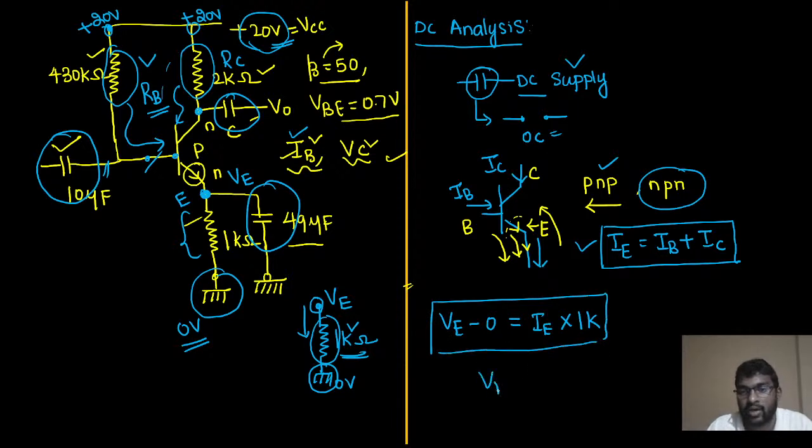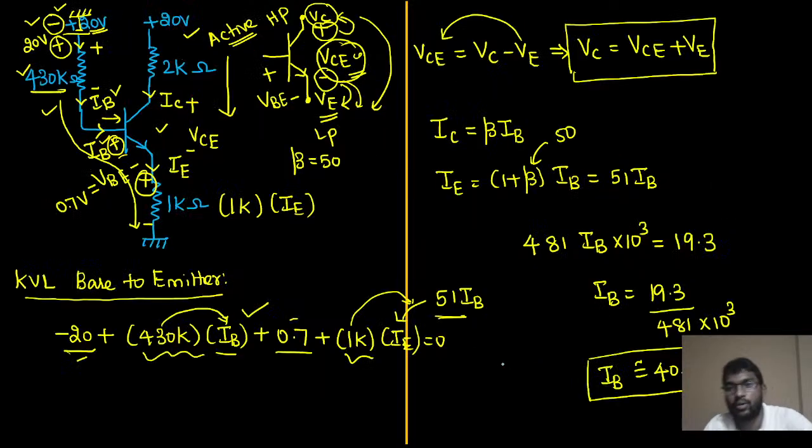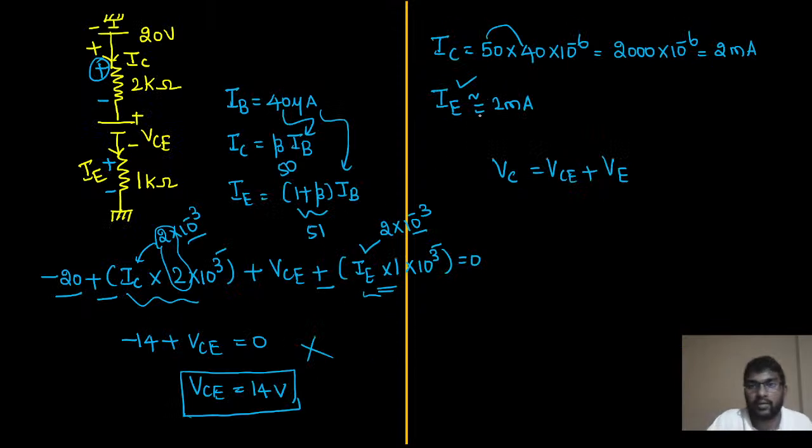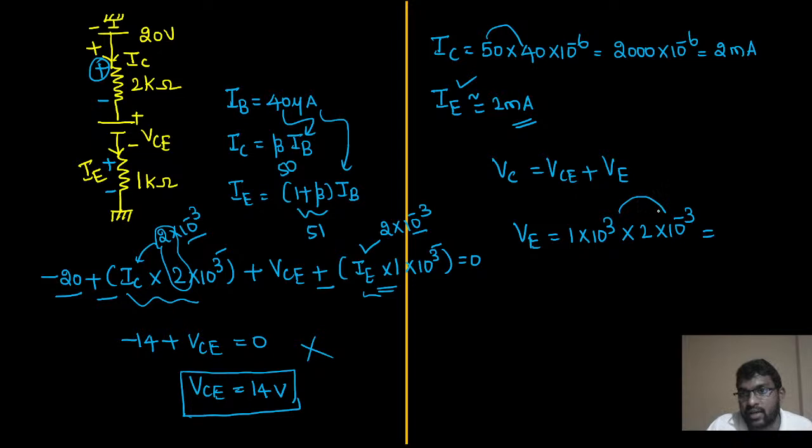So now, what is the value of the emitter current? We have already explored it. Let me go back to that. The value of the emitter current we have explored here is 2 milliampere. So it is very easy to calculate the value of the emitter voltage now, because it is the 1 kilo ohm resistor into the value of the emitter current. 10 power minus 3 and 10 power plus 3 will give you 1. 1 into 2 will give you 2. So this value is equal to 2 volt.